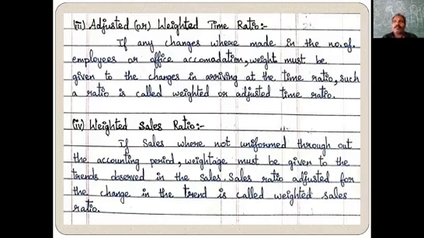So based on the duration, for example, in the first 4 months of the year 50 employees are working, and in the balance 8 months the employees working are 75. That means we must calculate the adjusted time ratio. Similarly for the weighted sales ratio: if sales were not uniform throughout the accounting period, weightage must be given to the trend observed in the sales. Sales ratio adjusted for the change in the trend is called the weighted sales ratio. So depending upon the increase and decrease of sales, we must use the weighted sales ratio, right?